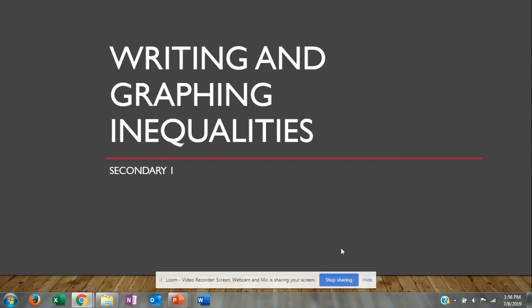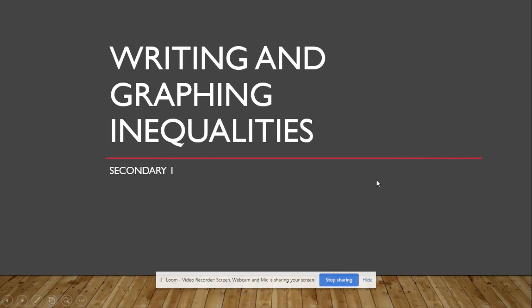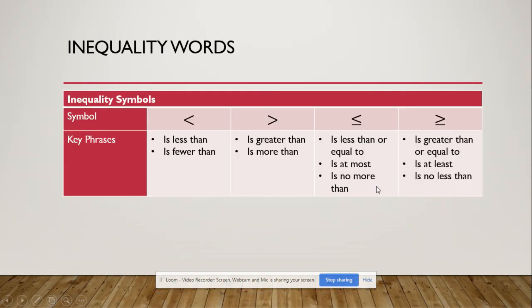Welcome back, students. Today we're going to be talking about writing and graphing inequalities. So first, we've got this little table to help you find the inequality symbols. The inequality symbols are what we call relational operators. Now, the same way that equals states a relationship that the left side is the same as the right side, these also are telling us the relationship between two expressions. However, in this situation, we're not talking about both sides being the same. We're identifying which side is bigger, which side is larger.